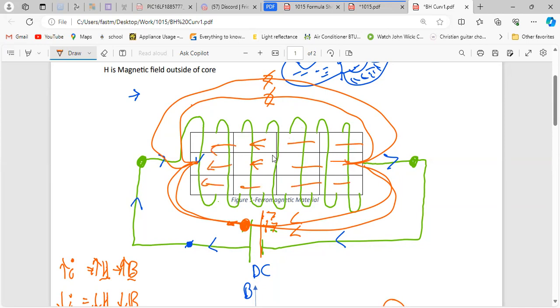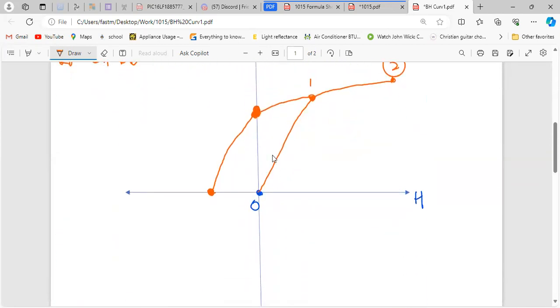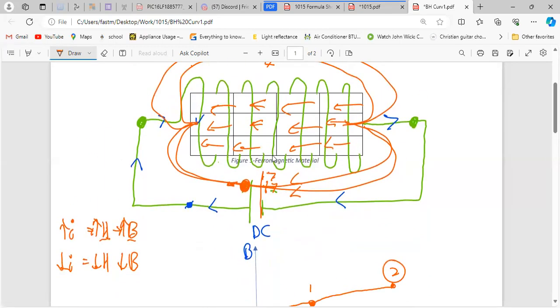So after a long period of time, all the dipoles align. It's basically the same thing, but in the opposite direction. The curve will start to increase up to a maximum and then start to saturate. Saturation means that all the dipoles are aligned.